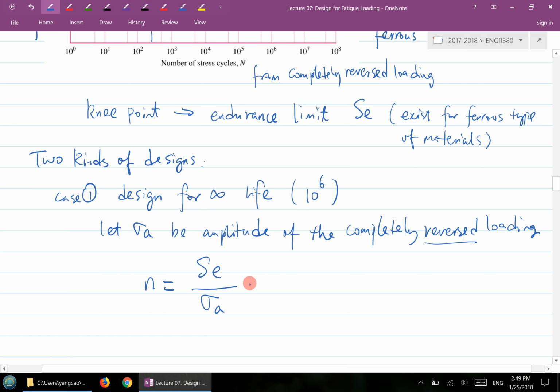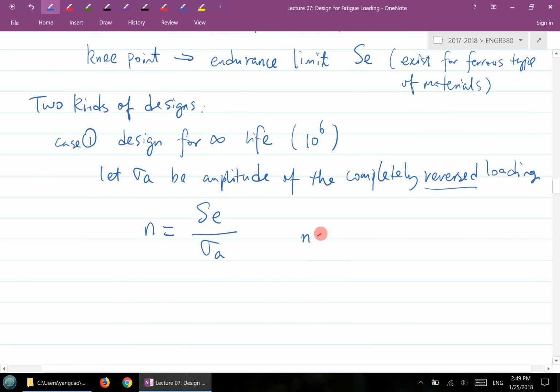If this is greater than 1, then you have an infinite life for the part. If it is less than 1, then no infinite life. So that's the idea.